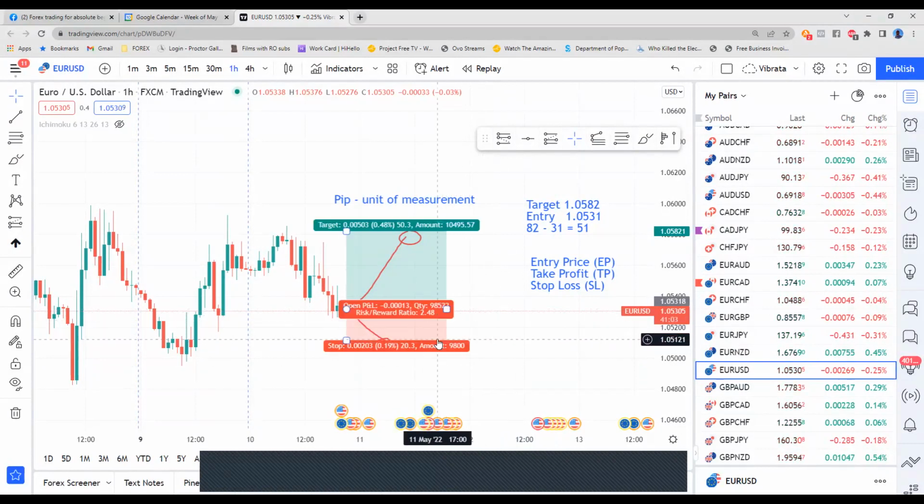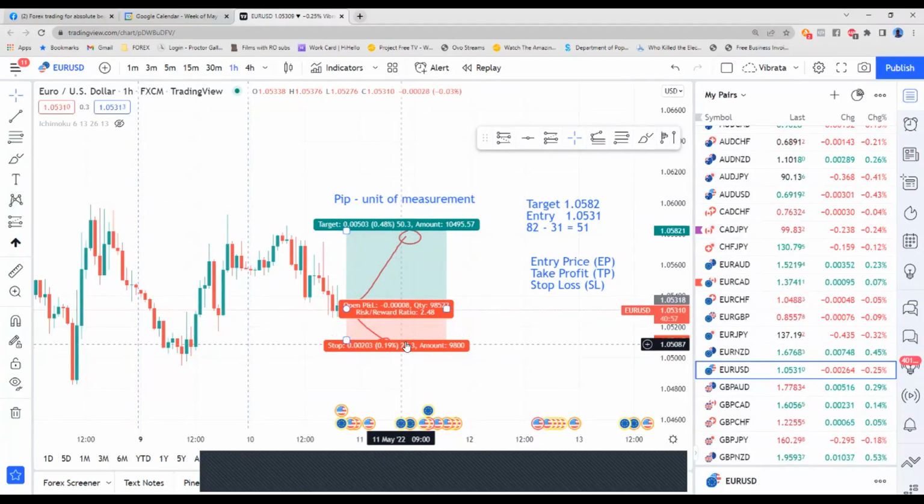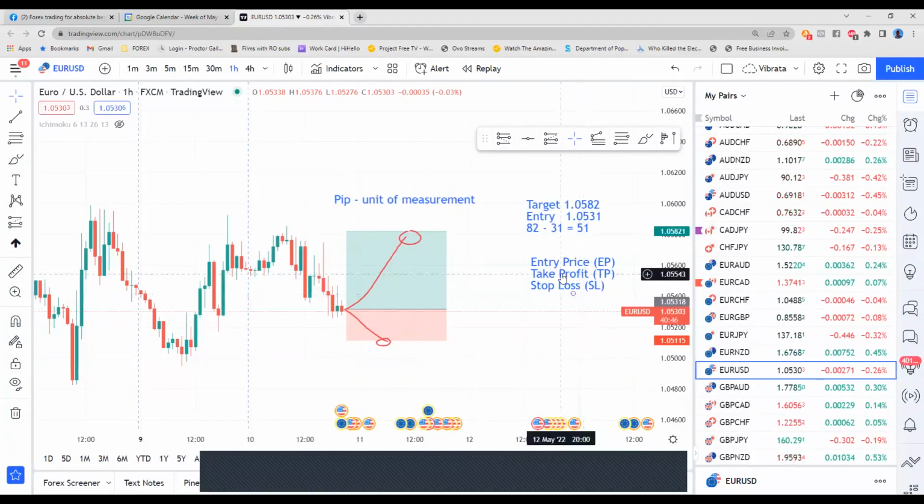So as you can see here, we have a take profit of 50 pips, more or less, and we have a stop loss of 20 pips. So if we lose, we're going to lose less than what we stand to gain. And that is a smart thing to have when you're trading, is to make your losses small and your gains big.